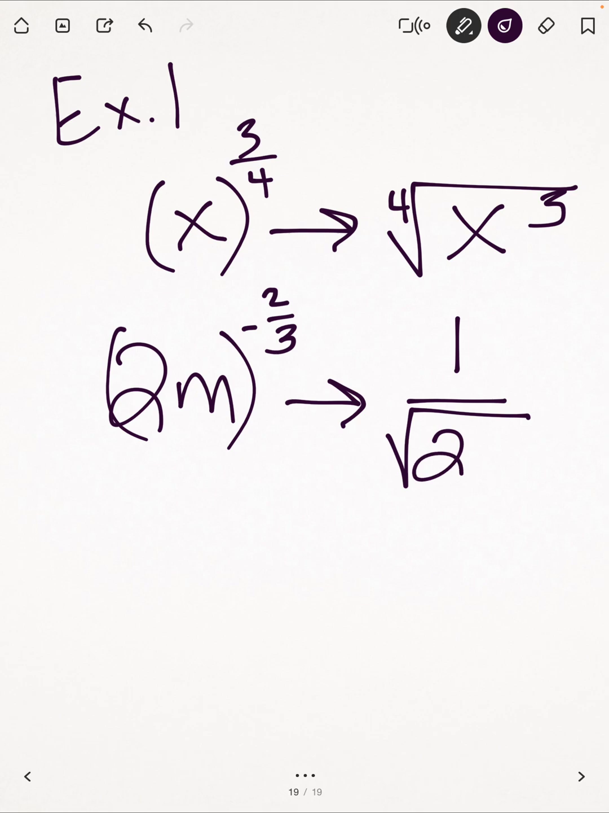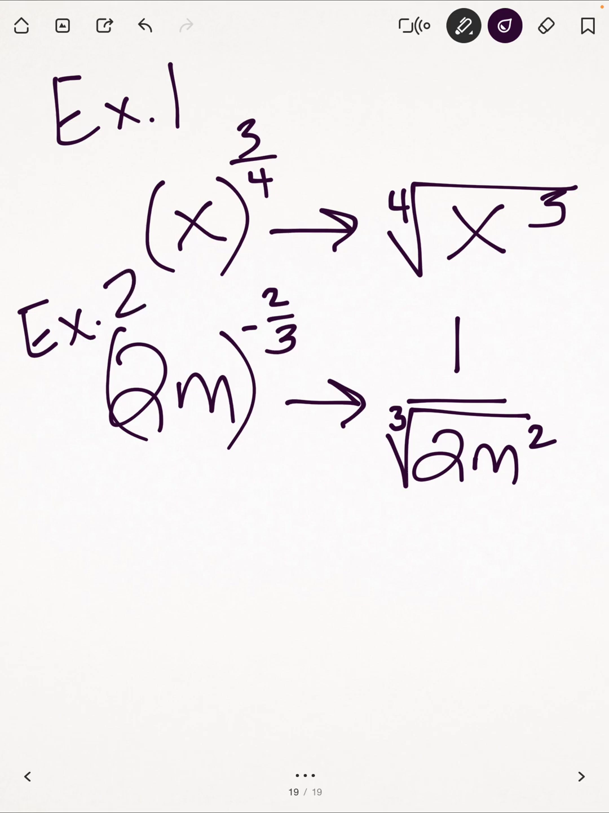The 2m goes inside. Remember, the 2, or the top number, goes in the back, and the bottom number goes in the front inside the little crevice. And so now 2m to the negative 2/3 power becomes 1 over the cube root of 2m squared. All right, and that was example number 2. I forgot to write that. I apologize. So that's going from rational form to radical form.